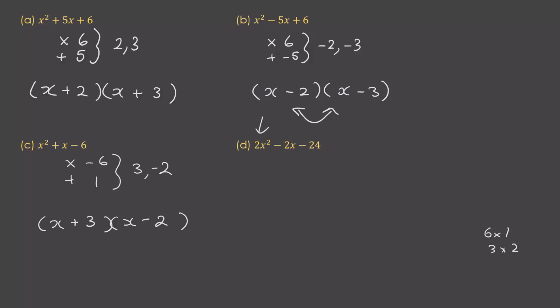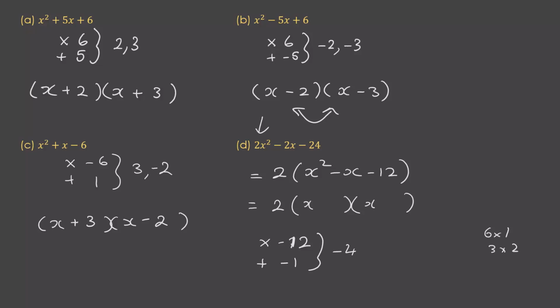Now with the next one, it looks non-monic, but we can common factor out a 2. And then we have x squared minus x minus 12. So I'm going to do 2, and then I'm going to do my 2 brackets with x and x. And I'm going to look for numbers that multiply to give negative 12 and add to give negative 1.